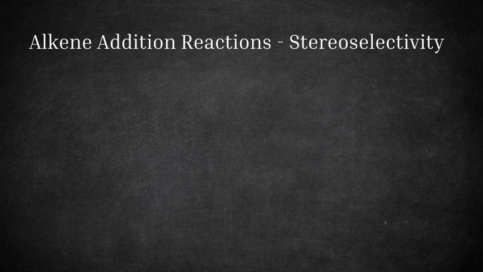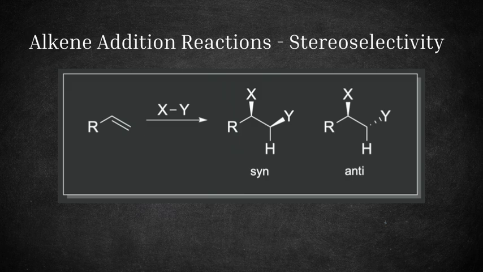This means there are only two unique ways for the groups to be added: syn addition or anti-addition. In syn addition, the two groups are added to the same face of the alkene, resulting in a dihedral angle of 0 degrees between them. In anti-addition, the two groups are added to opposite faces of the alkene, creating a dihedral angle of 180 degrees.